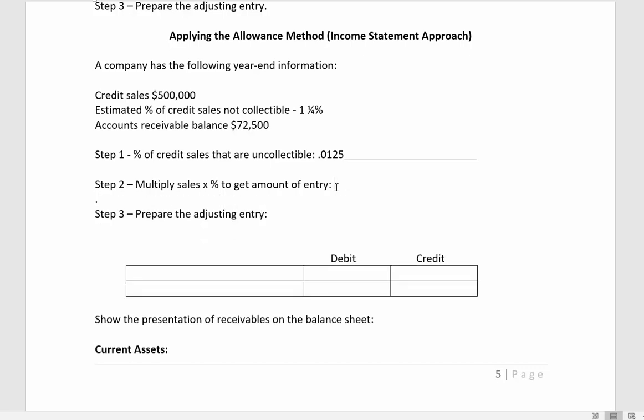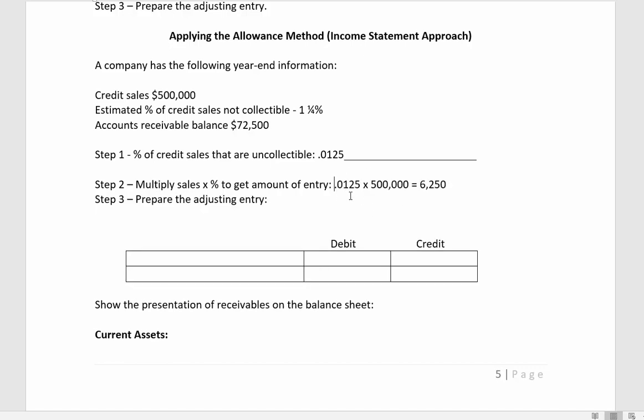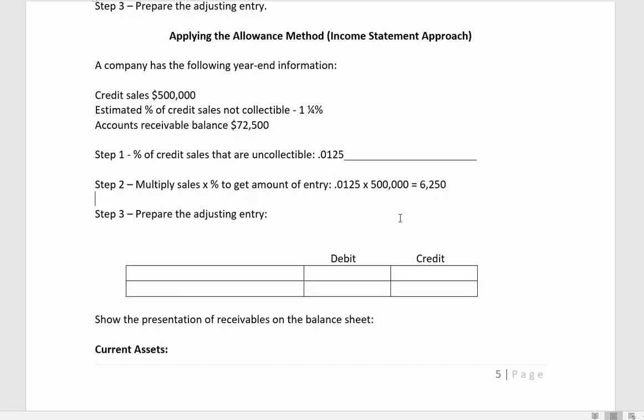So 0.0125 times 500,000 equals $6,250. Okay, $6,250 is the amount of our journal entry. Now remember what we said, we ignore what's in the allowance. We don't even know what's in the allowance in this case because it didn't tell us. But if you see a problem where it gives you the allowance, you don't care. Okay, you're just going to make the journal entry here.